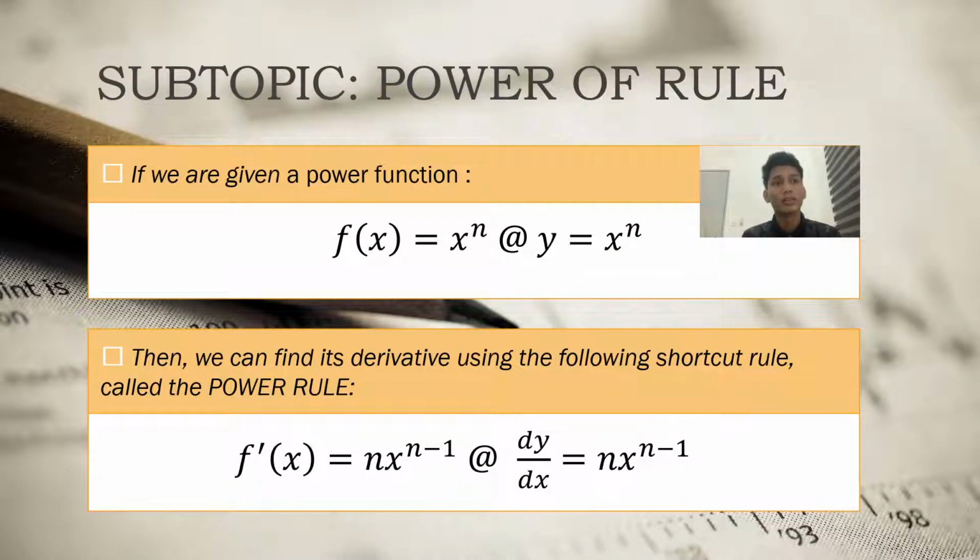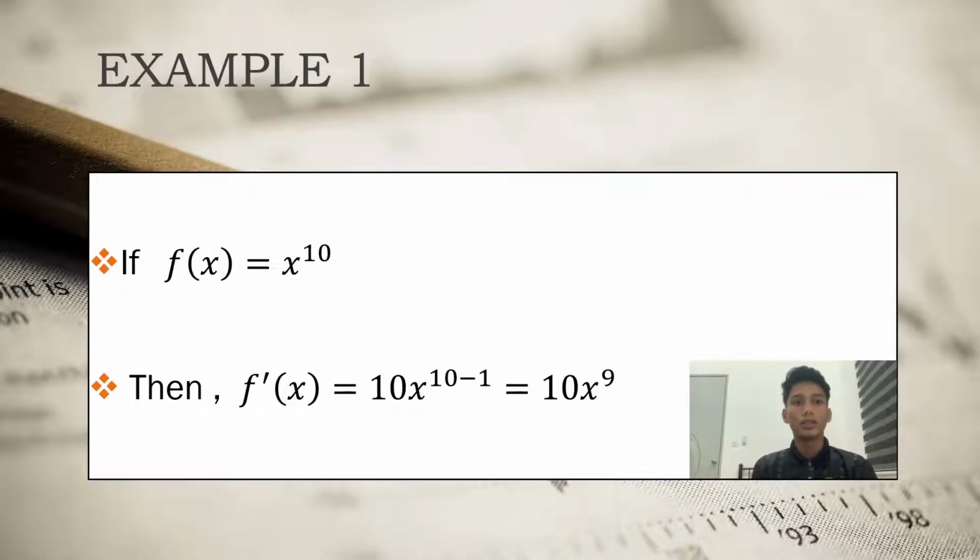Thank you, Hannah. First topic is the power rule. If we are given a power function, f(x) equals x to the power of n, or y equals x to the power of n, then we can find its derivative using the following shortcut rule, called the power rule. f prime of x equals n x to the power of n minus 1, or dy over dx equals n x to the power of n minus 1. Example 1. If f(x) equals x to the power of 10, then f prime of x equals 10 x to the power of 10 minus 1. Then the answer will be 10 x to the power of 9.